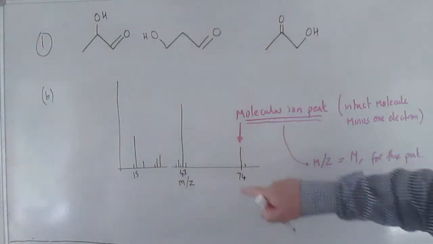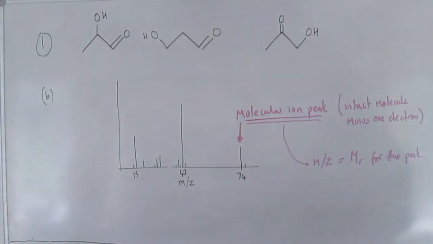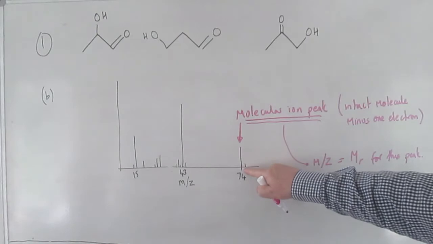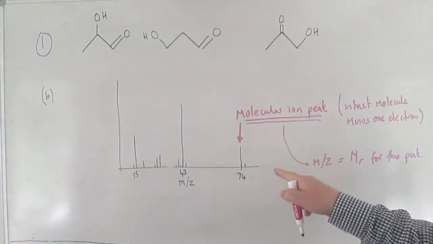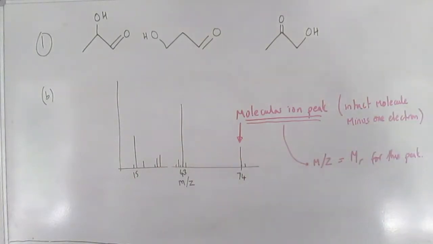Remember that little peak at 75 comes from the fact that a small proportion of the molecules contain one carbon-13 instead of a carbon-12, which gives you the one extra mass. I didn't ask you about that here, but make sure you don't get confused when you're looking for molecular ion peaks. It's the peak with the biggest M over Z value, in other words, the one furthest to the right, except for that little satellite that it always has.